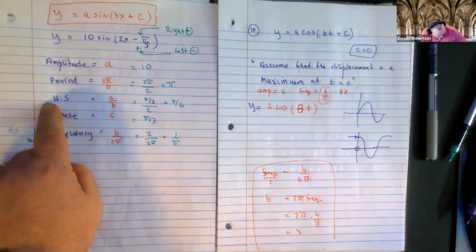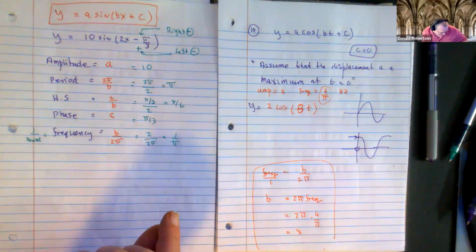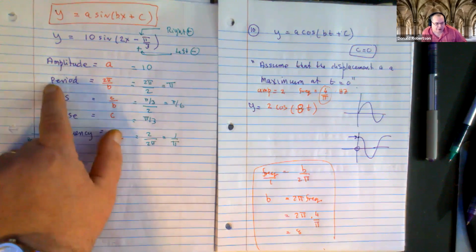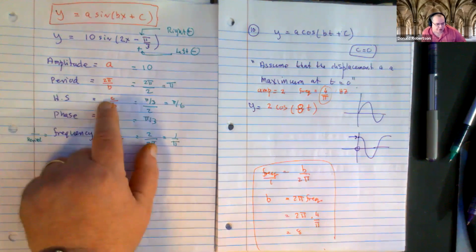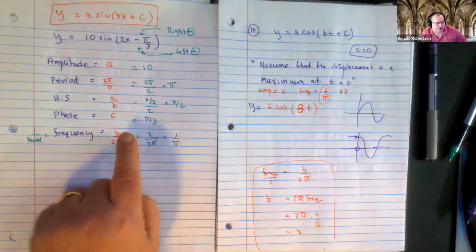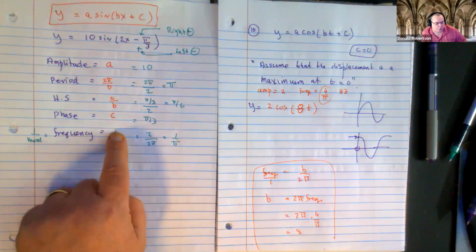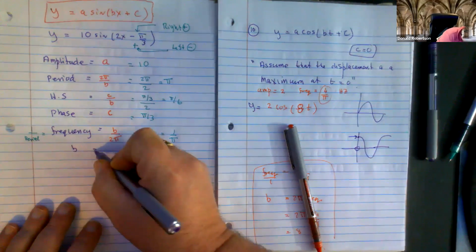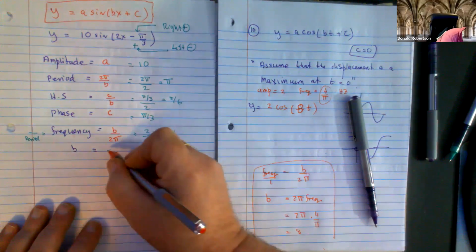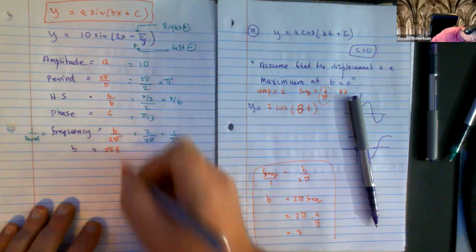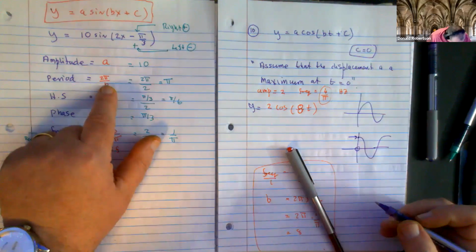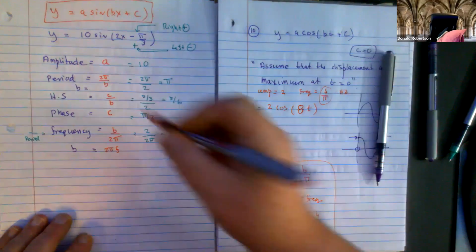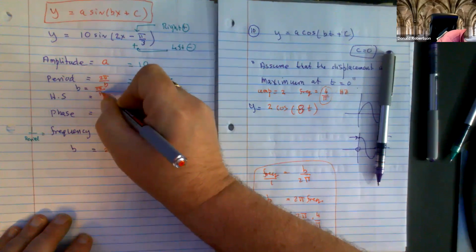So we are using these formulas, but we are using them to find a different thing. Normally you would use this formula or that one to get the period or the horizontal shift, or in this case, the frequency. But we're going to rearrange it to find out what B is equal to. So maybe I should write that down. B is equal to 2 pi times the frequency. And if you rearrange this one, B is equal to 2 pi divided by the period.